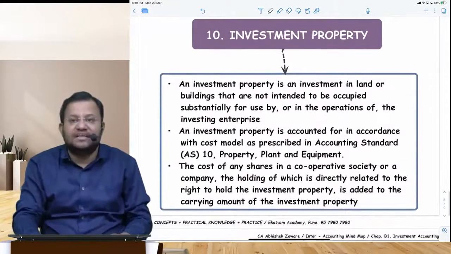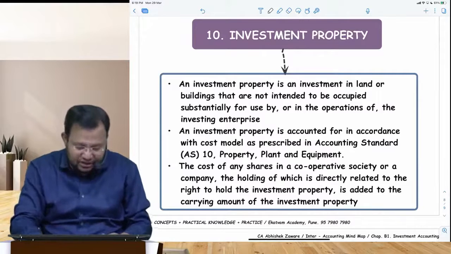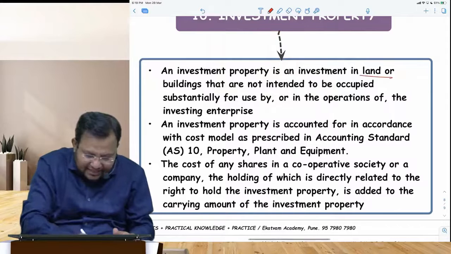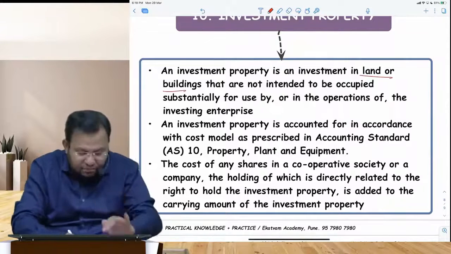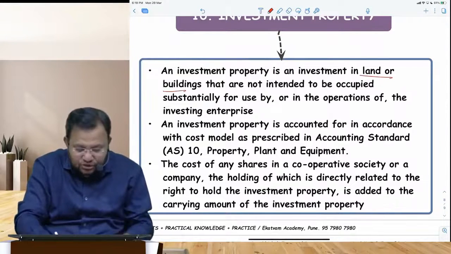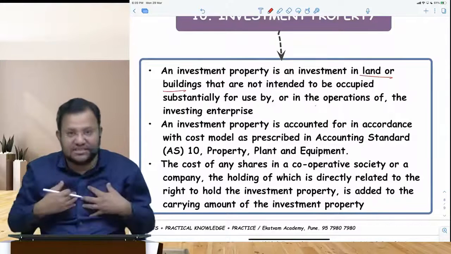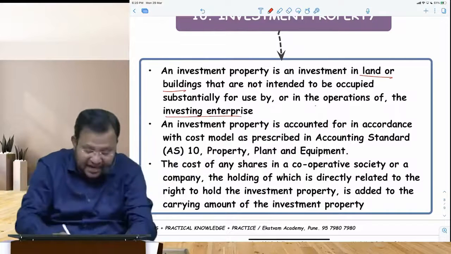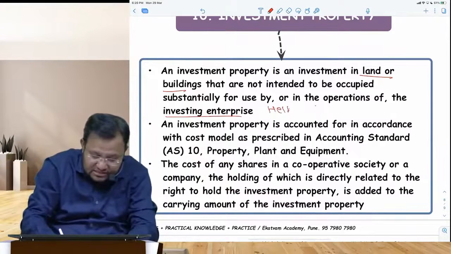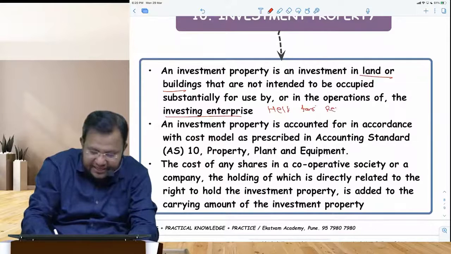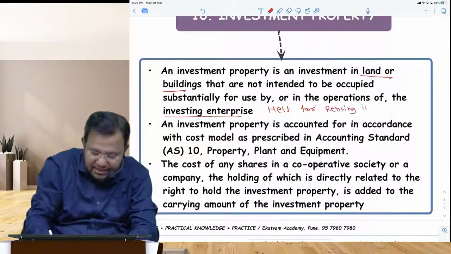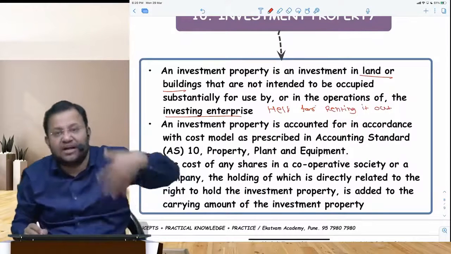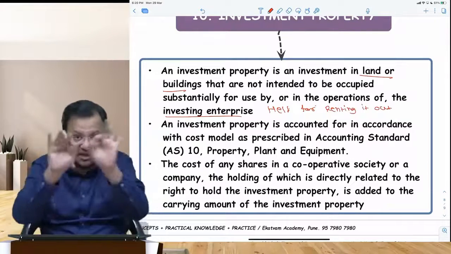Investment property is an investment in real estate. So an investment property is an investment in land and buildings that are not intended to be occupied substantially for use by or in the operations of the business or investing enterprise. We are not going to use them. They are held for renting it out. It is not held for use. It is held for renting or held for sale, not held for use.